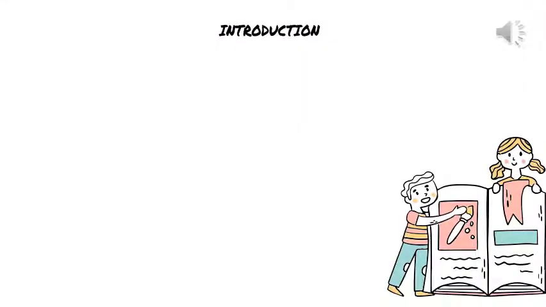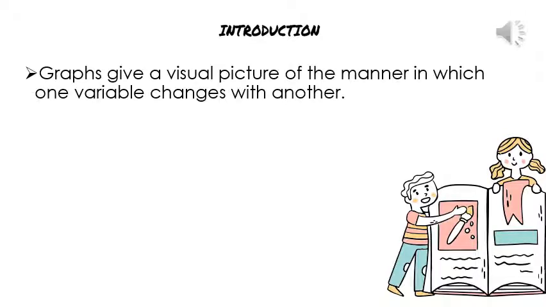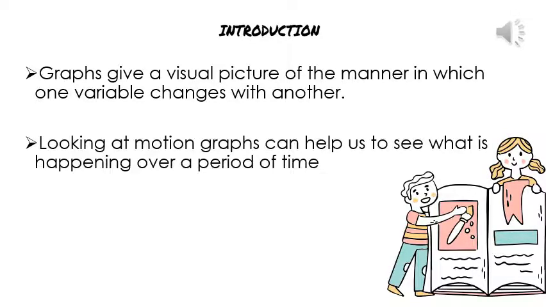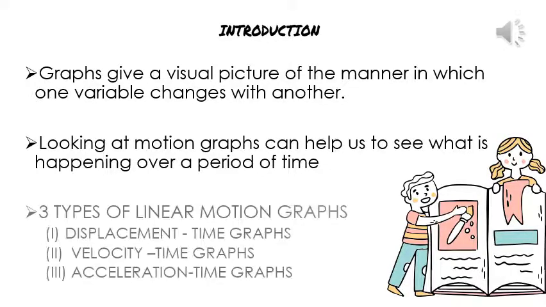Graphs give a visual picture of the manner in which one variable changes with another. Looking at motion graphs can help us to see what is happening over a period of time. There are three types of linear motion graphs: first, displacement versus time graphs; second, velocity versus time graphs; and third, acceleration versus time graphs.